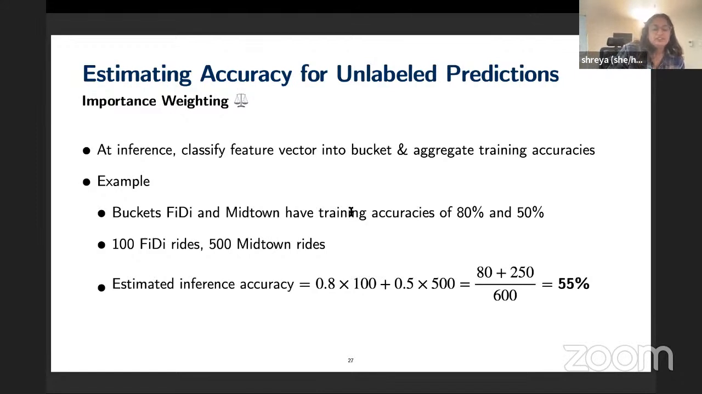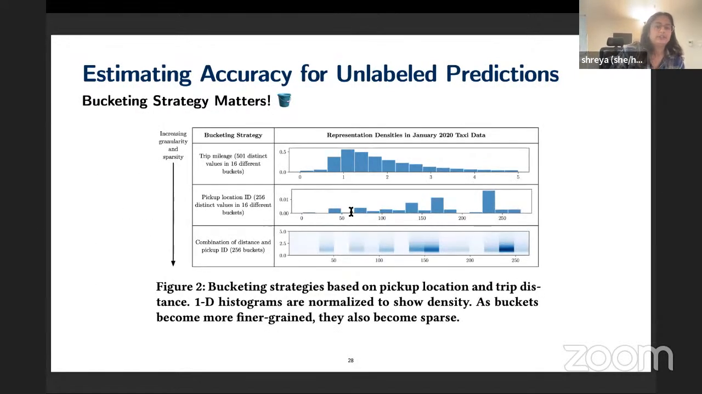But you can imagine having a strategy like this, but of course, what is the hard problem here? It's what is the bucketing strategy to have? Very simple bucketing strategies, very coarse-grained buckets, you might call it, might not quite capture the variance in accuracies for different data points. But with super fine-grained bucketing strategies, for example, if I were to do a cross join between distances and the pickup location ID, those might be really sparse, and we might have buckets that have no data points or very few data points, which will of course bias the estimate at inference time, right?